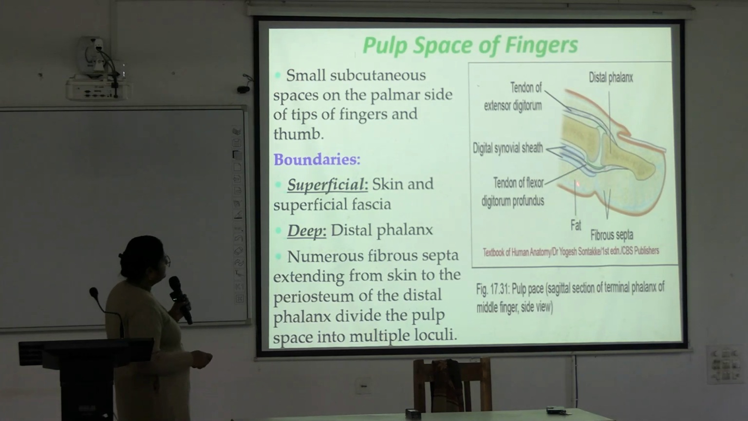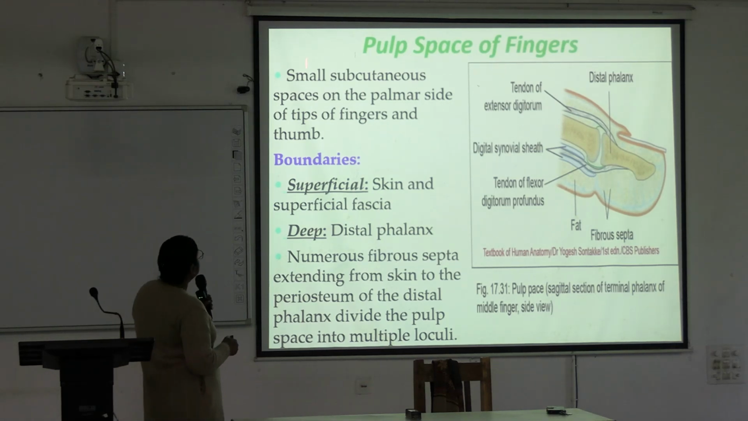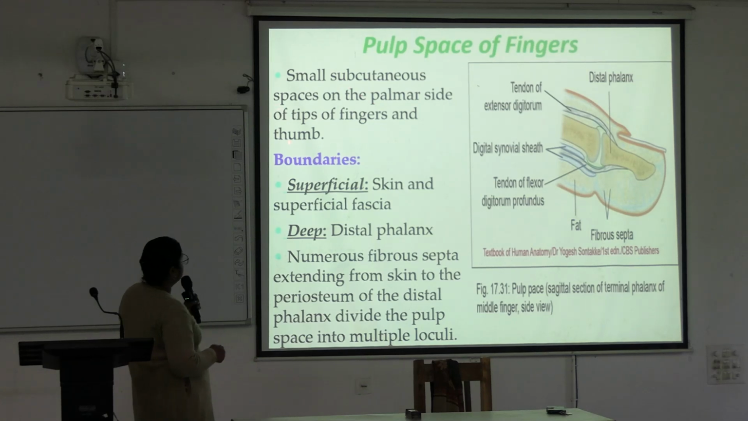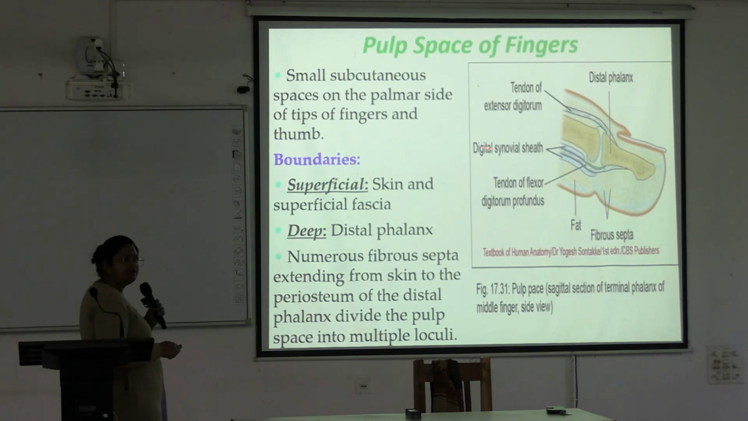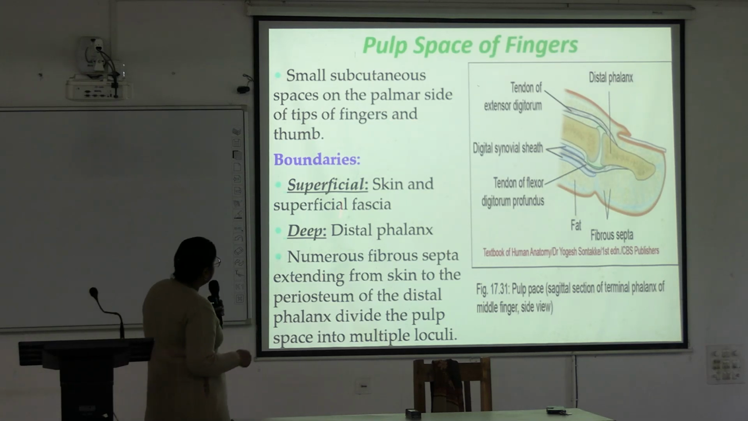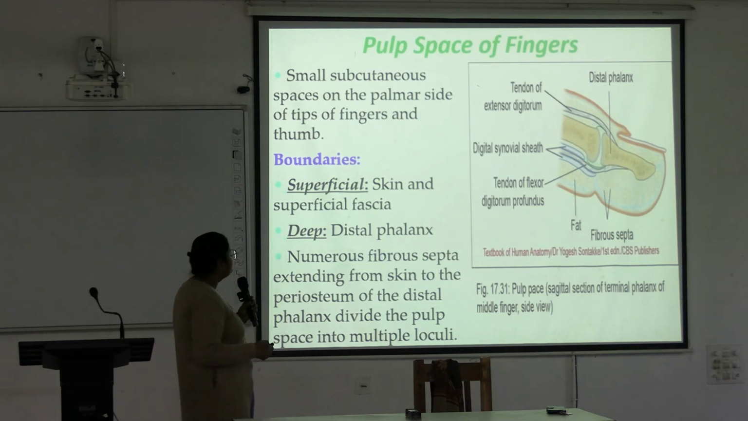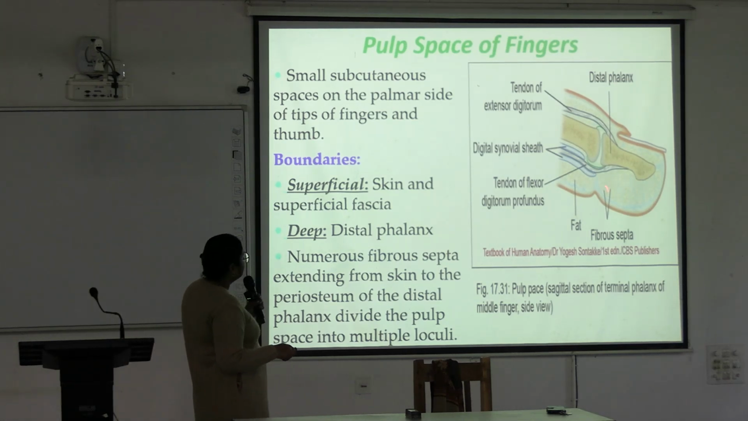So what is pulp space? This area you can see, the soft tissue around the distal phalanx. This space is forming the pulp space. Okay. So it is a small subcutaneous space on the palmar side of the tip of the fingers and the thumb. What are the boundaries? Superficial boundary is formed by skin and the superficial fascia. Deep boundary is formed by the distal phalanx bone.